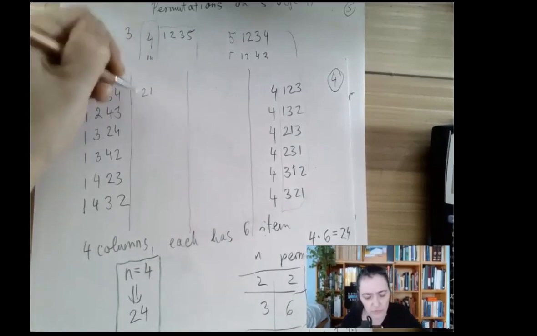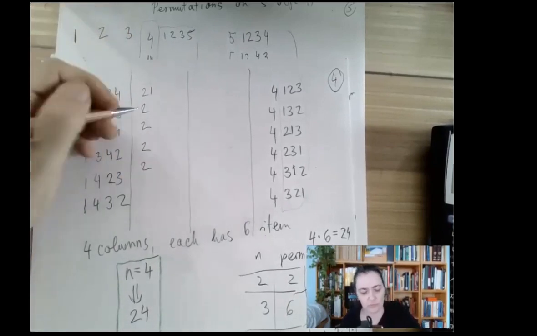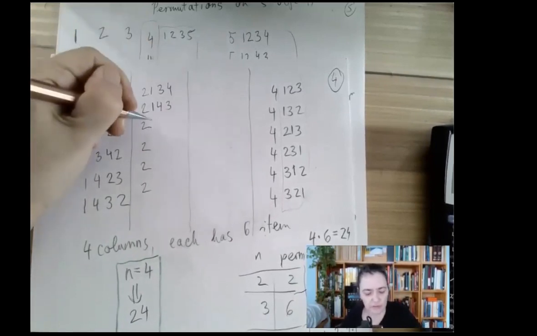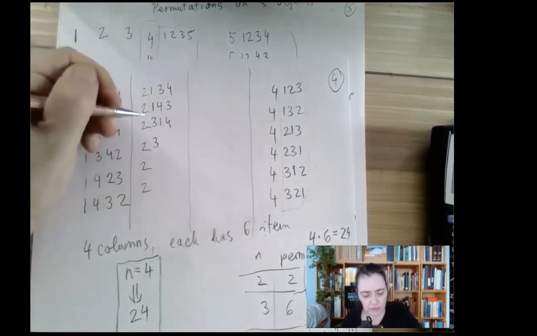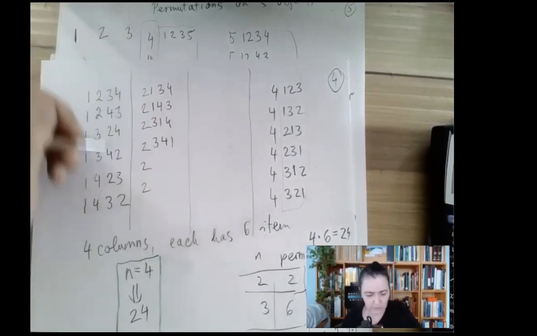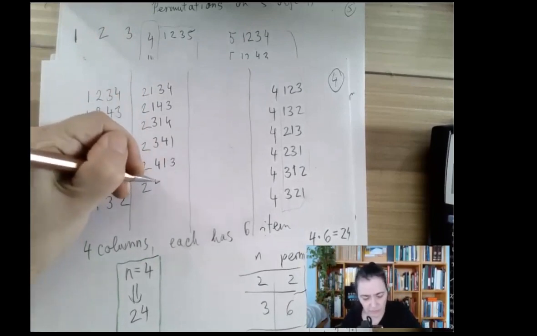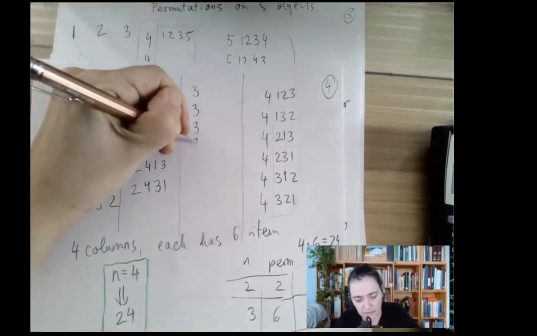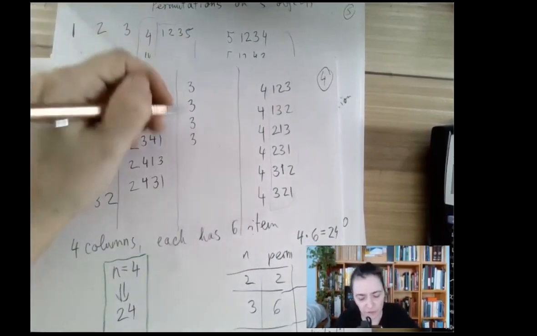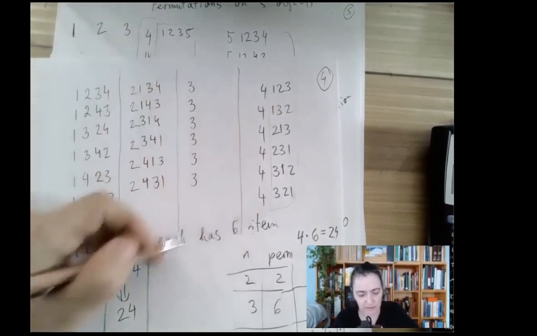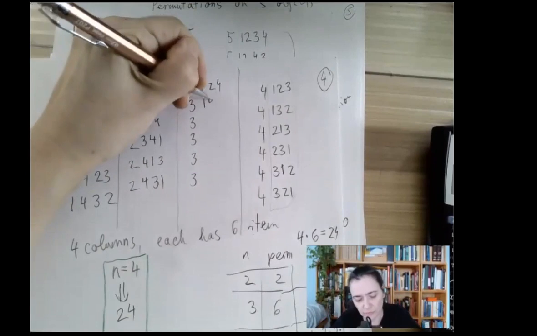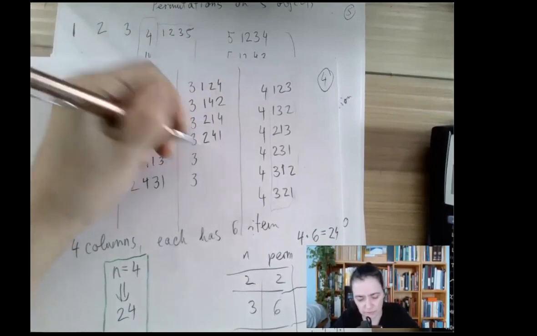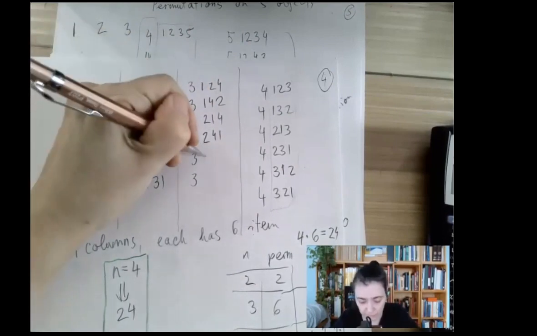So 2, 1, 3, 4, 1, 4, 3, 3, 1, 1, 4, 1, 3, 4, 1, and then 3, 3, 3, 3. It's good to list them all and then circle the ones that work. That's a frequent thing. So 3, 1, 2, 4, 2, 2, 1, 4, 1, 1, 2.